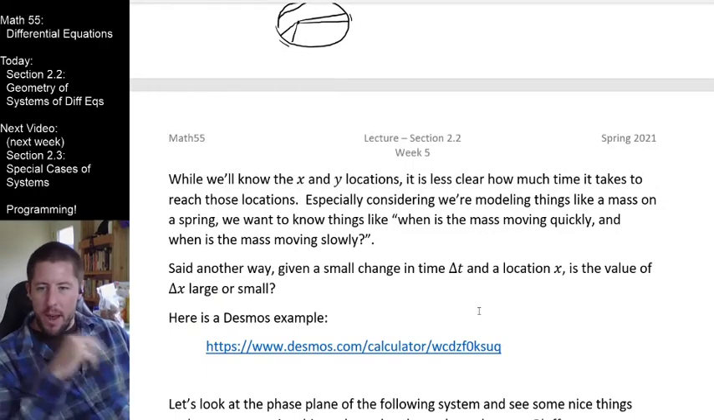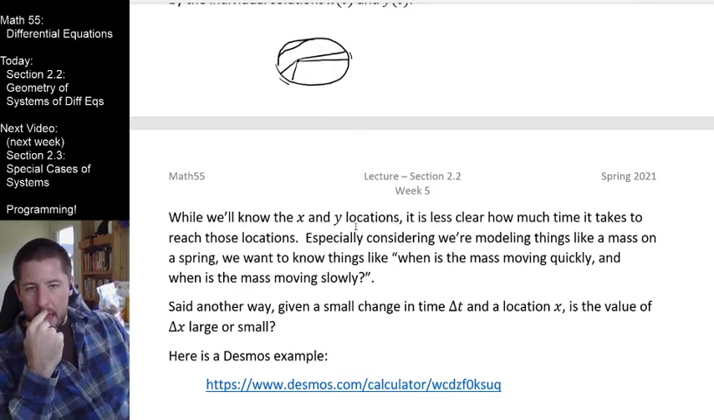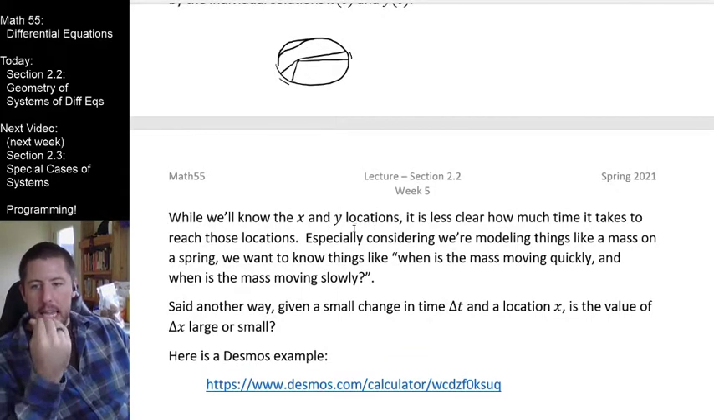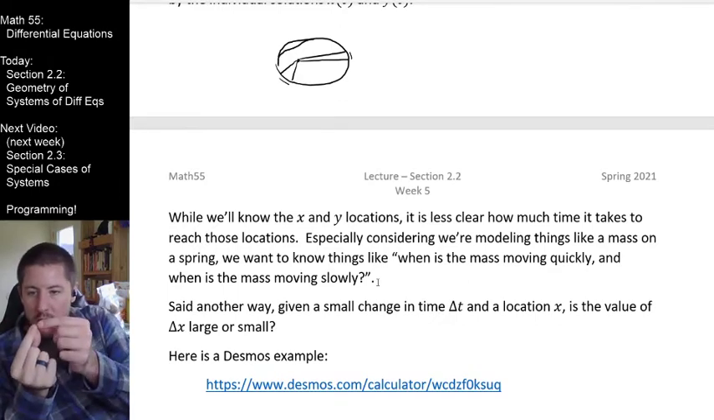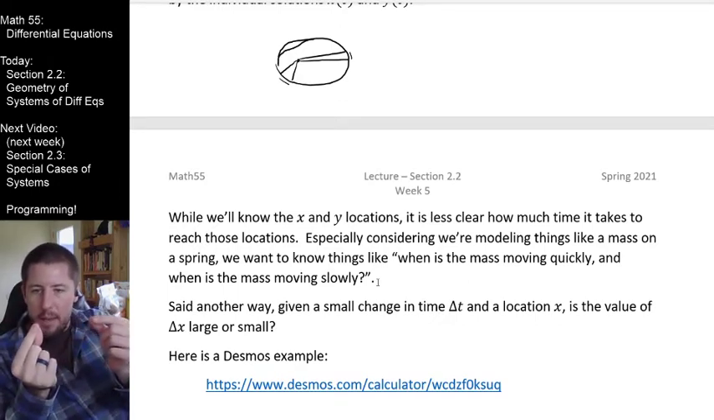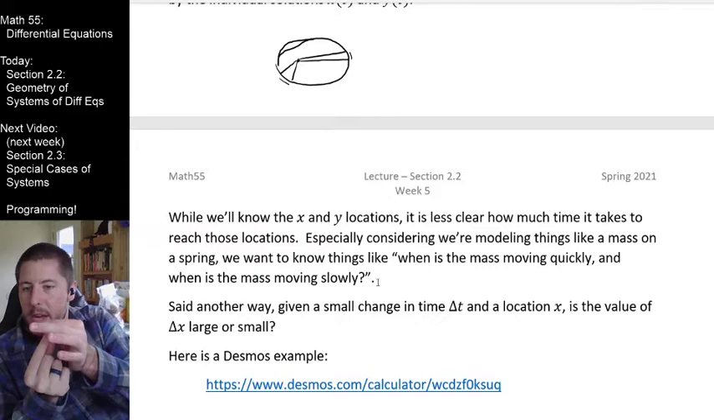So let me say this in a few more ways. We'll look at two visualizations of this. While we know the X and Y locations, it's less clear how much time it takes us to get to those locations from any other place. Especially considering we're modeling things like a mass on a spring, we want to know when the mass is moving quickly and when it is moving slowly. What I know, intuitively, is that when we are at the most extreme parts here, that's when it's turning around. So that's when my velocity is almost zero, but my position is large. When we are passing back through our point of rest, that's when my velocity is going to reach a maximum, because as soon as it goes past, it's now being resisted by the compression of the spring, but my position is at a minimum, right?